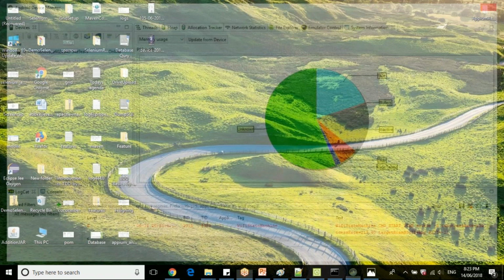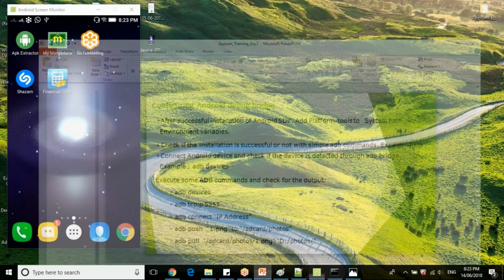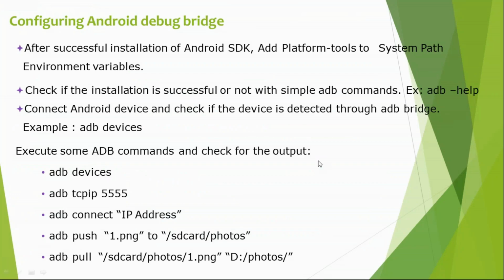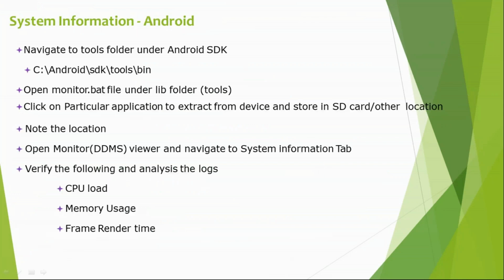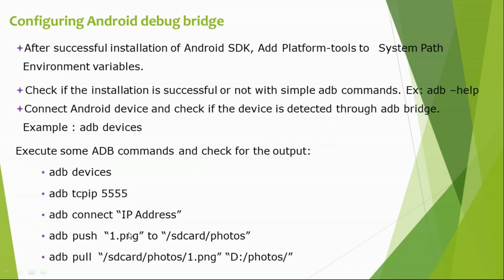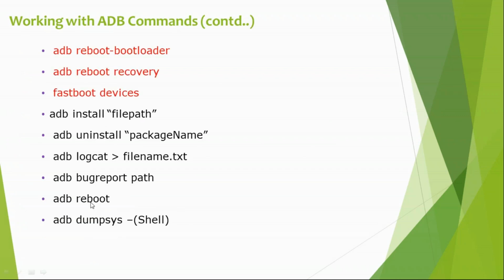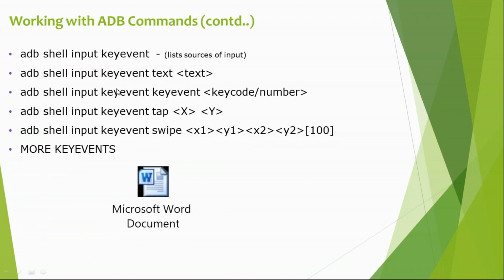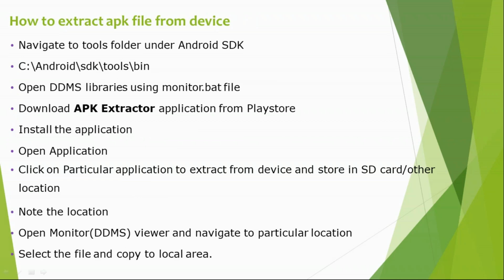So what's next here? You know how to use Android Debug Bridge system information. You know how to get it. Go to this monitor.bat: CPU load, memory usage, frame rendering time. You know how to see the logs: verbose logs, debug logs, info and error logs. You know these Android commands. So don't try these 3 commands, guys. It will put your mobile into recovery mode. You can try all the other commands here.